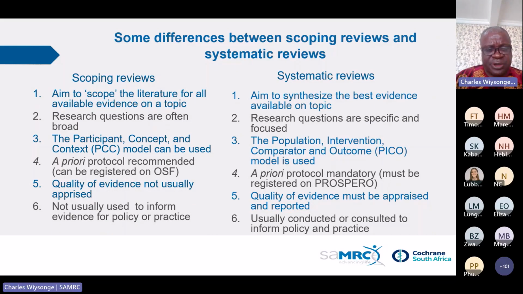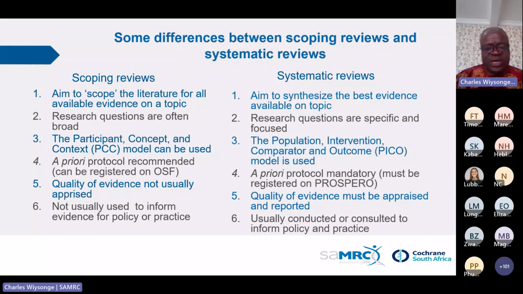And in scoping reviews, we do not usually assess the quality of the evidence. First of all, you don't have to assess the quality of the studies included in the review, but in systematic reviews, you have to do that. Also, you don't have to assess the quality of the evidence, or the certainty of the evidence, as others would call it. But in systematic reviews, you do have to appraise the certainty of the evidence.